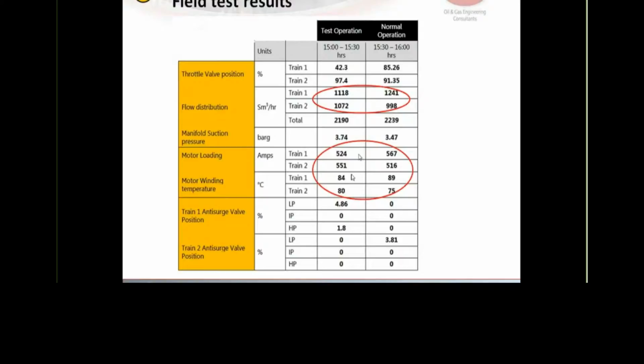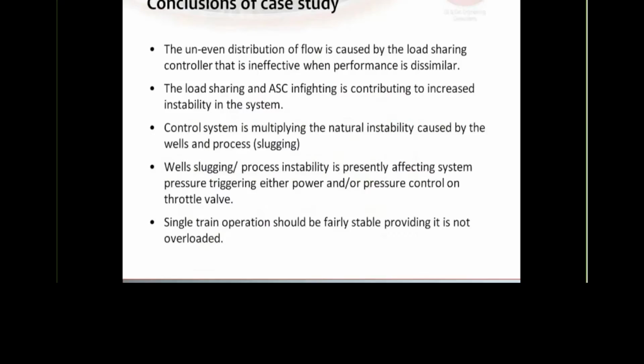The other thing that you can see here is that the winding temperature has come down and the load sharing between the trains is much more evenly shared. And that was the objective that we wanted to achieve when we went there. And now it has already been implemented.